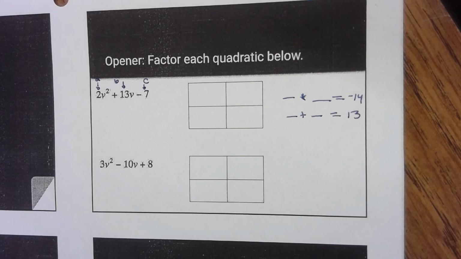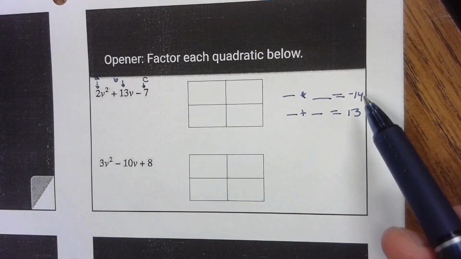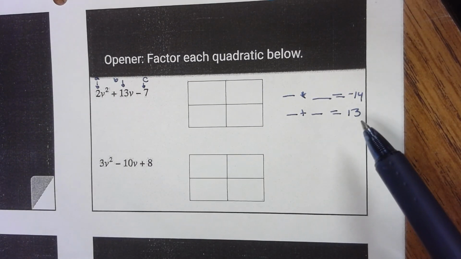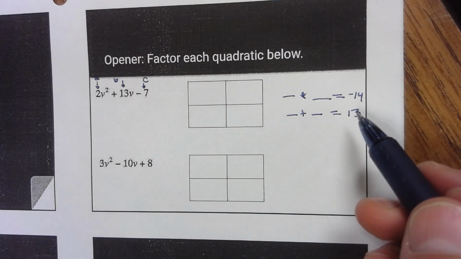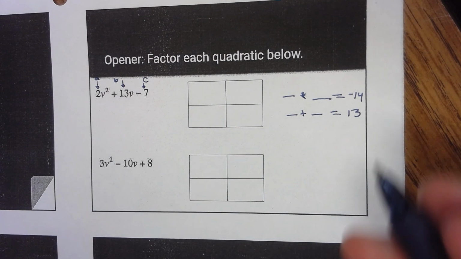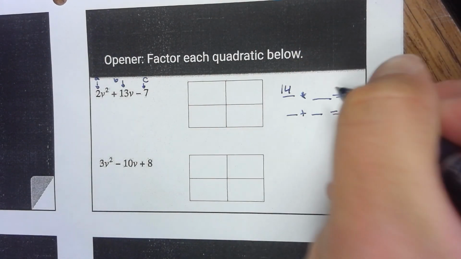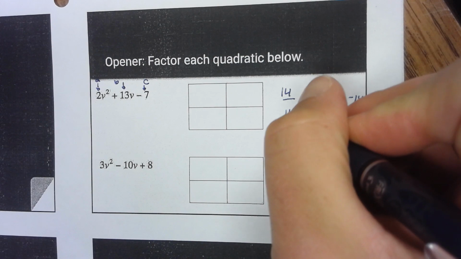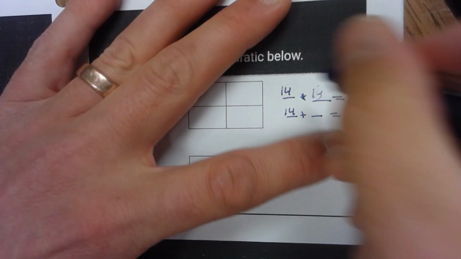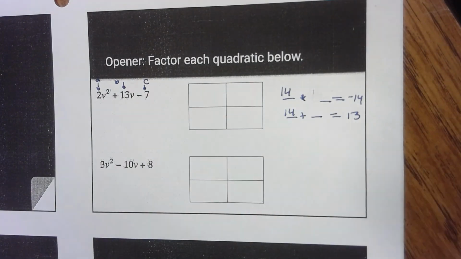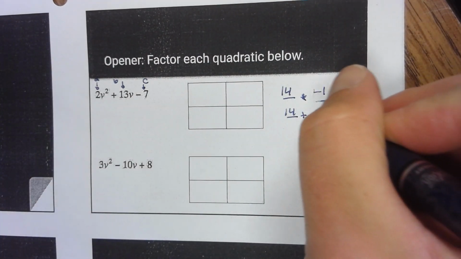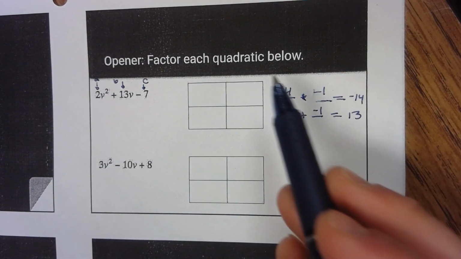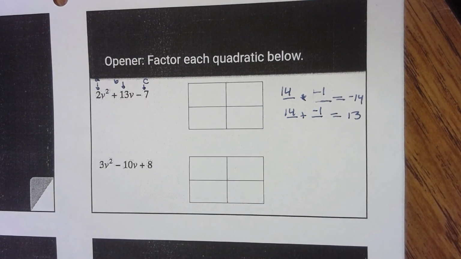When you're trying to find these numbers, focus on numbers that multiply to 14, not numbers that add to 13, because we can all list infinitely many numbers that add to 13. Of the numbers that multiply to 14, the ones that add to 13 are 14 and 1, and we need to make the 1 negative. So 14 and -1. Now they multiply to -14 and add to 13.